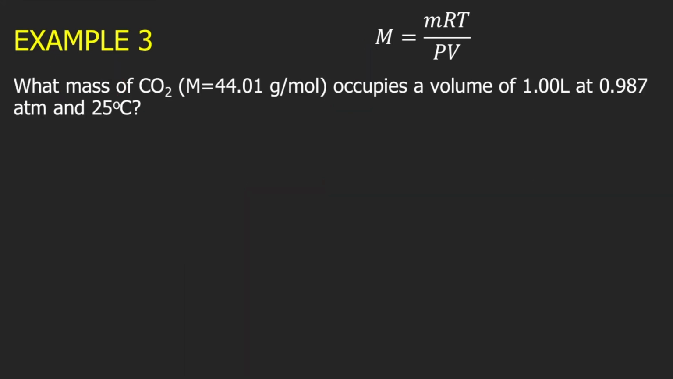For our last example, what mass of carbon dioxide occupies a volume of 1 liter at 0.987 atm and 25 degrees Celsius? So in this problem, we are given the molar mass and it is asking for the mass of the gas. So we can still use this equation. However, we need to rearrange it. So molar mass is equal to mass times RT over PV.